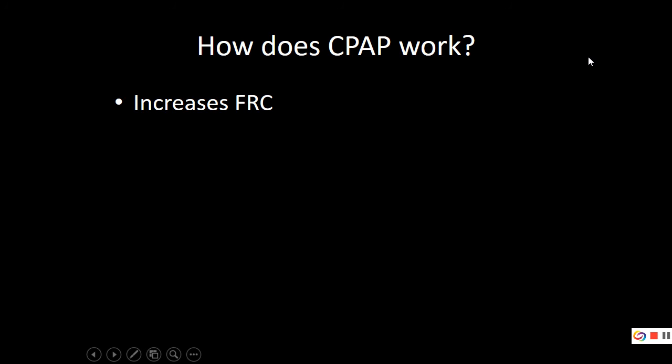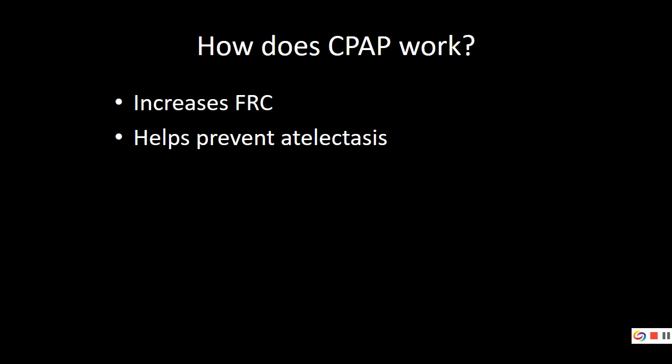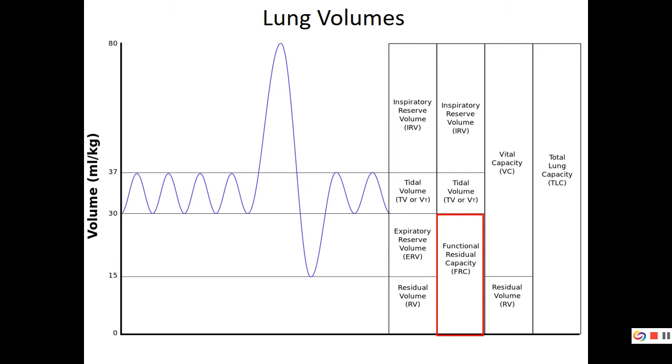So how does CPAP work? It increases FRC, functional residual capacity. It also helps prevent atelectasis. So when we say, this is back to that slide where we had the guy painting the house, the dog. I want to make sure you guys understand what we really mean when we say functional residual capacity.